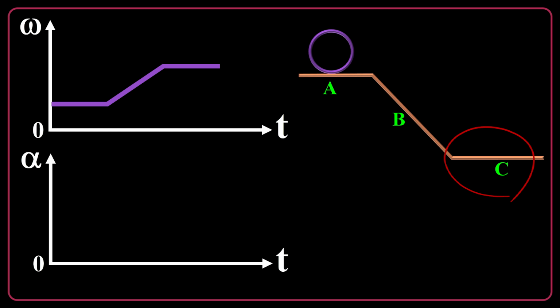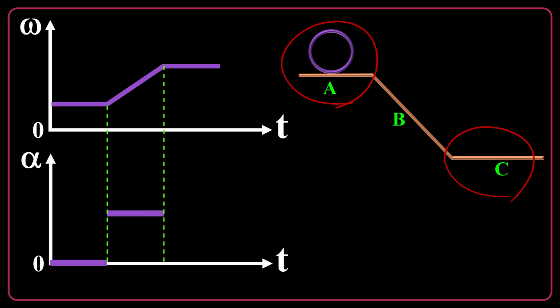So alpha on A will be 0, no alpha because there is no force acting on the object, no acceleration. Then constant alpha on part B, and finally again 0 alpha on part C. That's all. This is a qualitative graph for omega-t and alpha-t for this hoop.